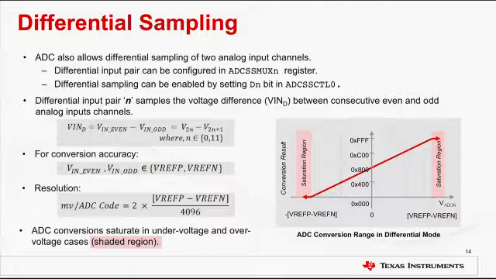Differential pair 0 samples the analog inputs 0 and 1, differential pair 1 samples analog inputs 2 and 3, and so on. The diagram on the left shows the conversion range of the ADC in differential mode. The conversion result will vary from 0 hex to FFF hex for the input voltage range starting from the negative difference between ADC reference voltages to the positive difference between ADC reference voltages.